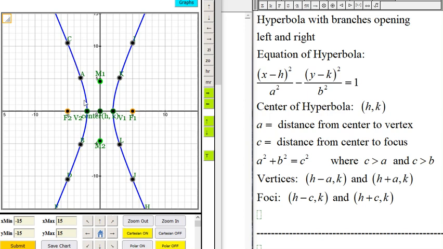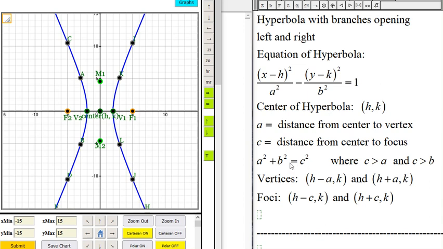So that's how the points are generated on the hyperbola. And for this type of hyperbola, with the branches opening to the left and to the right, if we go through all the steps and work them out, the equation comes out to be like this. H and K are the center of the hyperbola. A is the distance from center to vertex, so it's the distance from here to here. For this particular example, A will be 2. And C is the distance from the center to the focus, so in this case it would be 5.